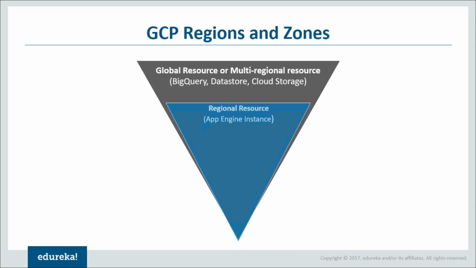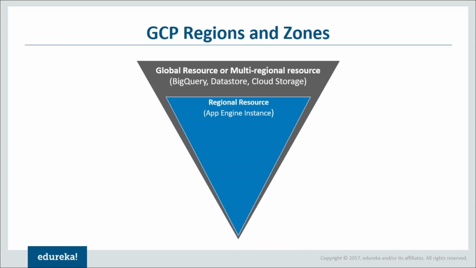Now, regional resources are resources that are redundantly deployed across all the zones within a region. For example, App Engine application. This gives them higher availability relative to zonal resources. Zonal resources operate within a single zone. If a zone becomes unavailable, all the zonal resources in that zone are unavailable till the service is restored.